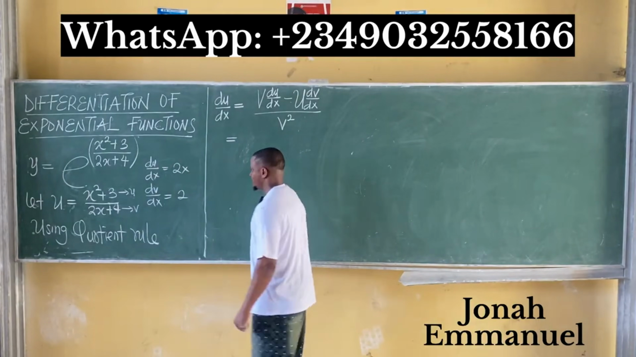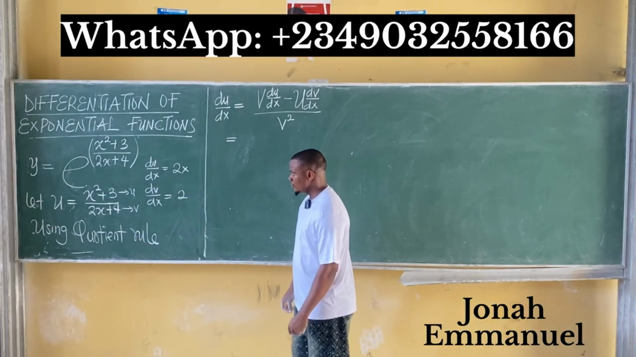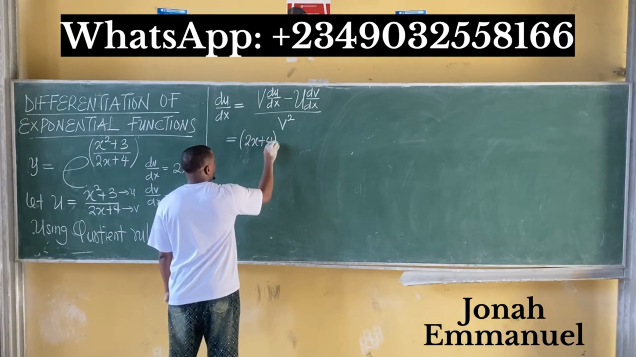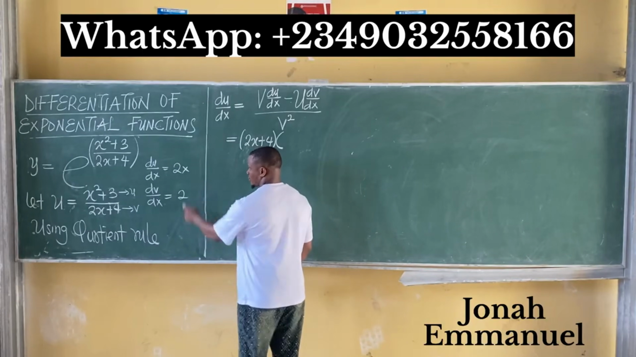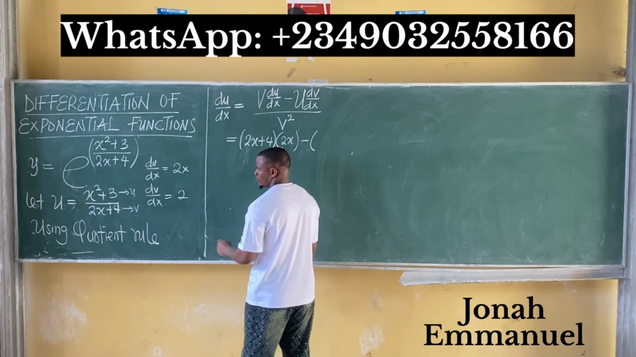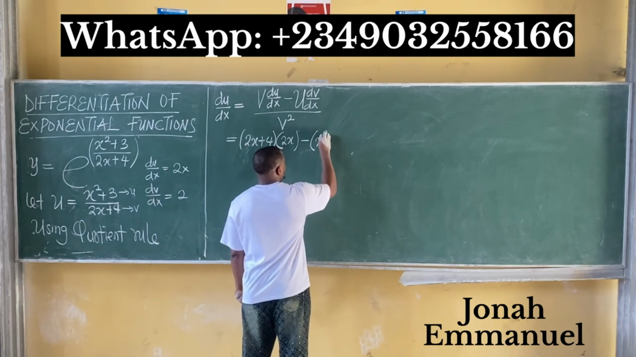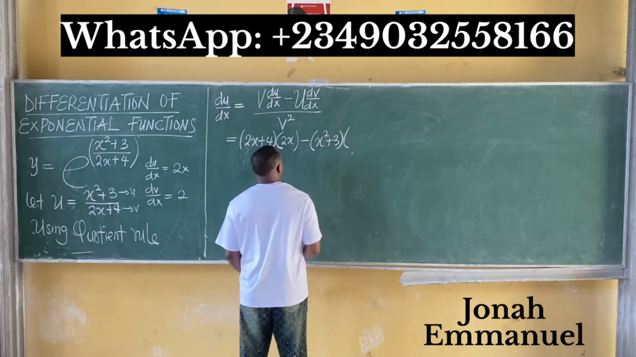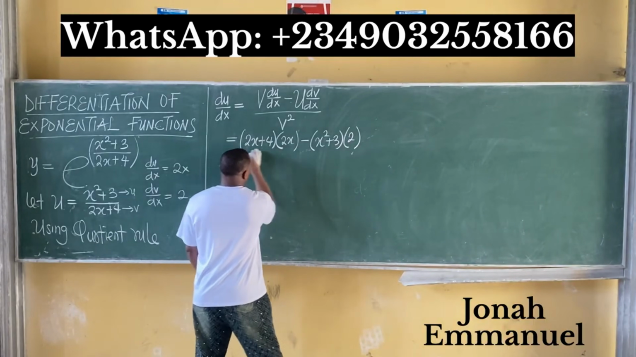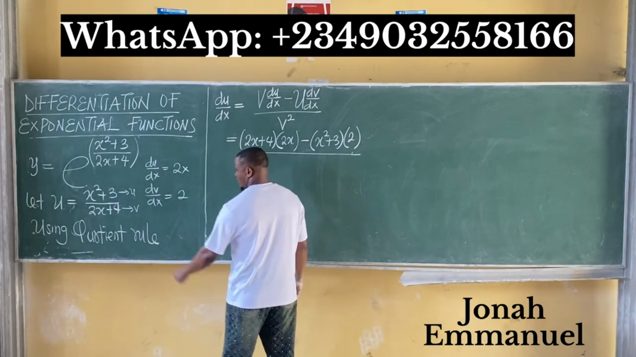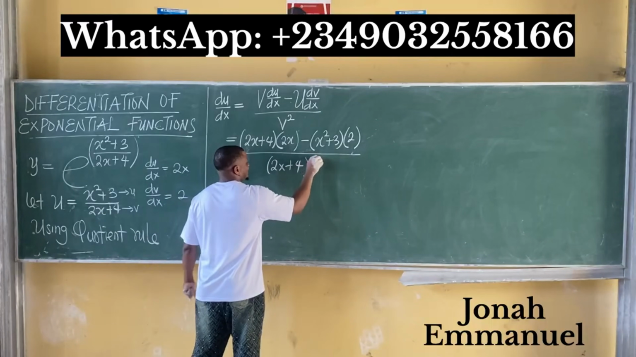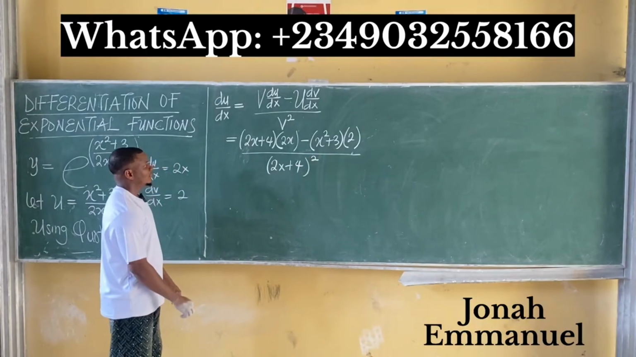Please check. What's v? v is 2x plus 4. This is v. What is du dx? du dx is 2x, minus, what's u? x squared plus 3. That's u. What is dv dx? 2, all over v squared. What's v squared? v is 2x plus 4, squared. All right.